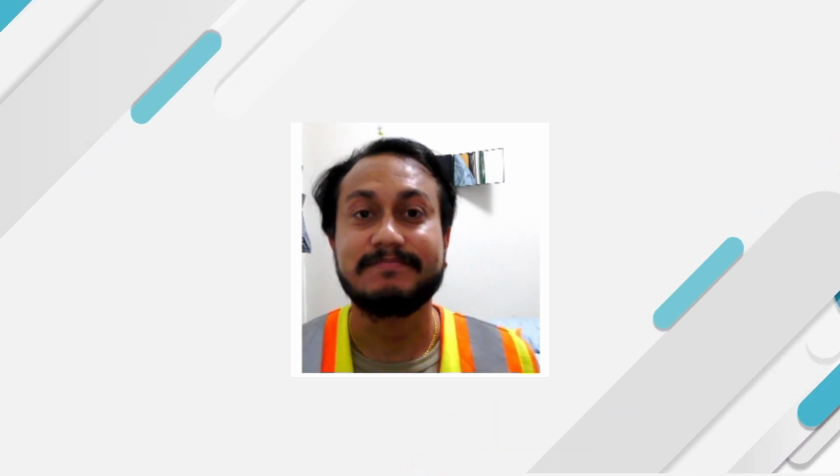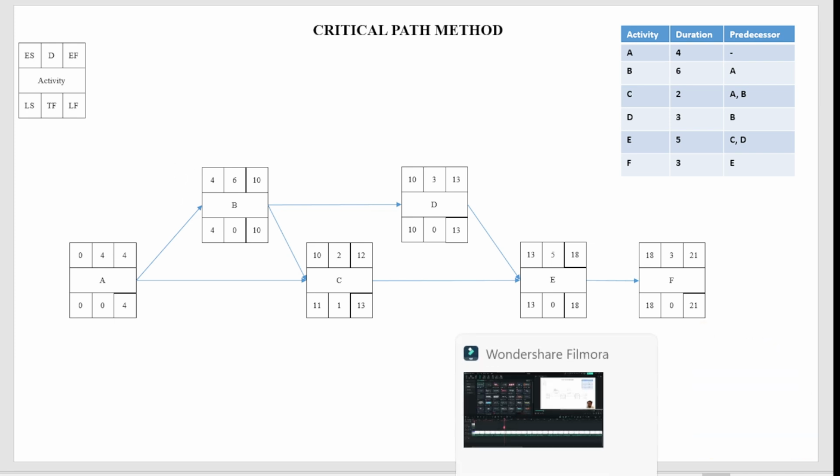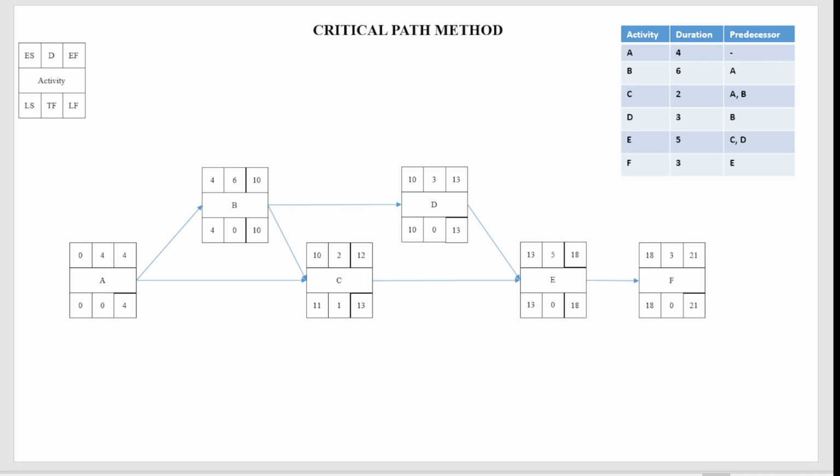Let's get started. You can see on the screen, this is problem number 1. You must be familiar with the short forms we use in the critical path method. This is the format we use: early start, D for duration, early finish, late start, late finish, and total float. These are the things you should be familiar with because we are going to use the same format to solve the critical path problems.